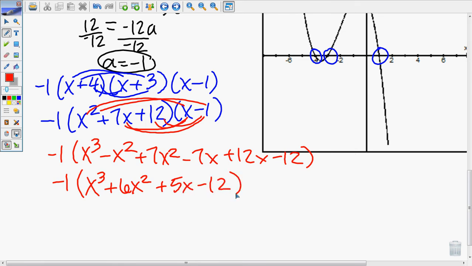Are my parentheses gone yet? No, you gotta distribute again. What's the last thing to distribute though? The -1. And what is that -1 gonna do to everything? Turn everything negative, except for the 12. Change their signs, right? Yeah.